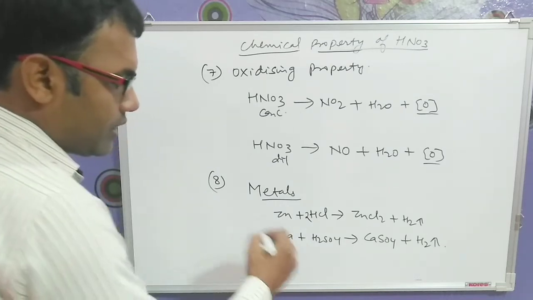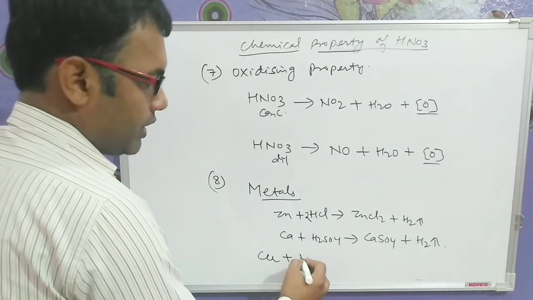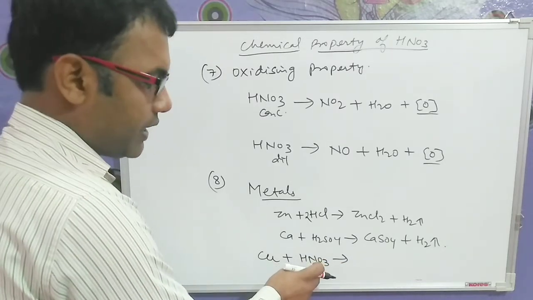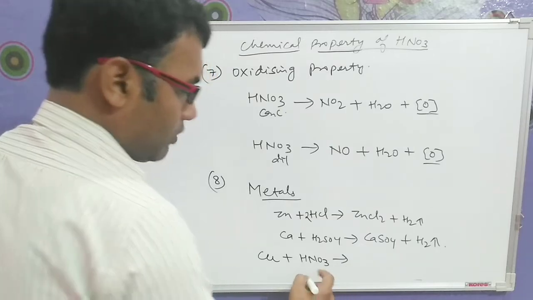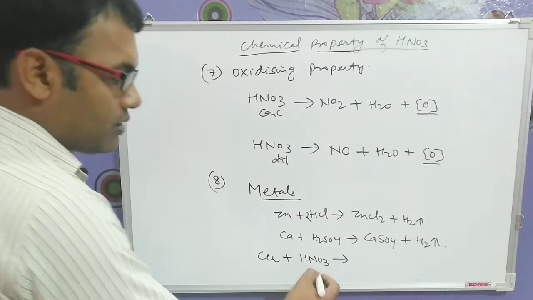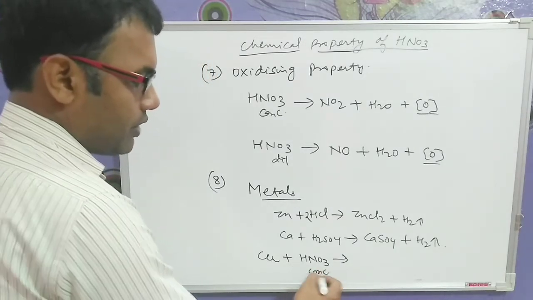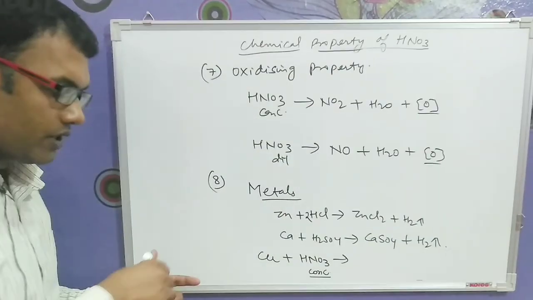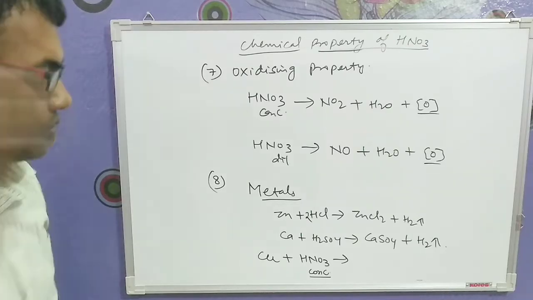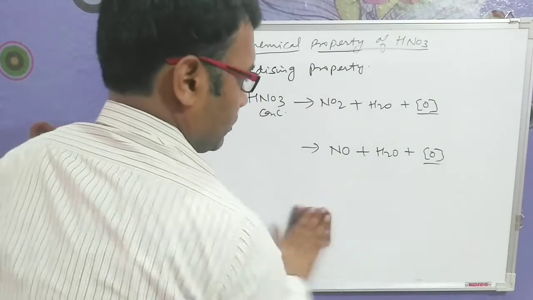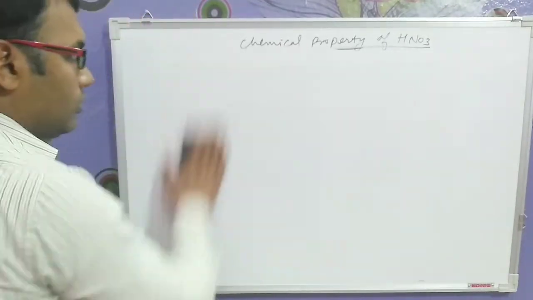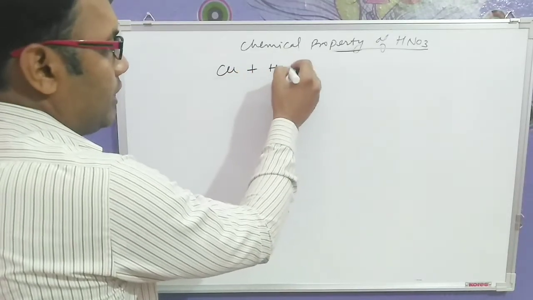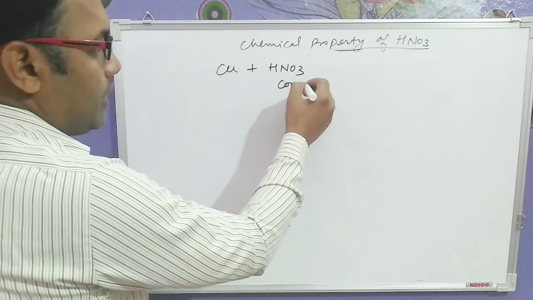Now see here, if we are considering copper and making it react with nitric acid, what happens? Here also we'll be considering two cases. First one will be concentrated nitric acid and the second one will be dilute. I'll be removing this so that the equation will be clear to you. Now see here, copper plus nitric acid, which nitric acid are you taking?